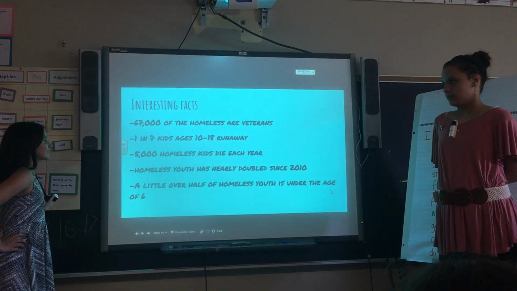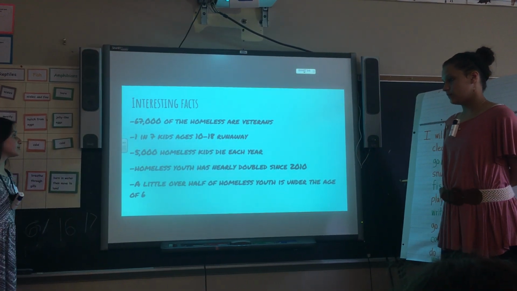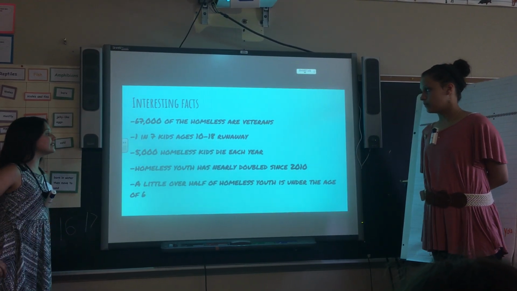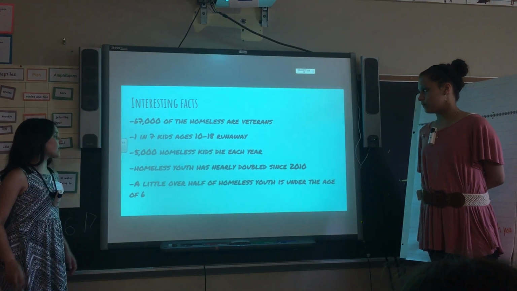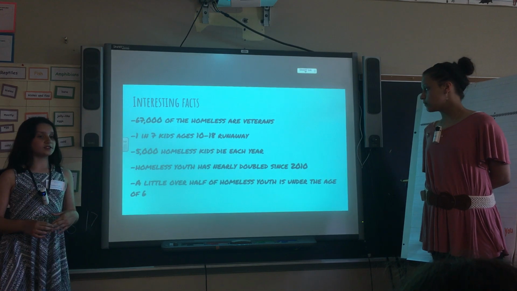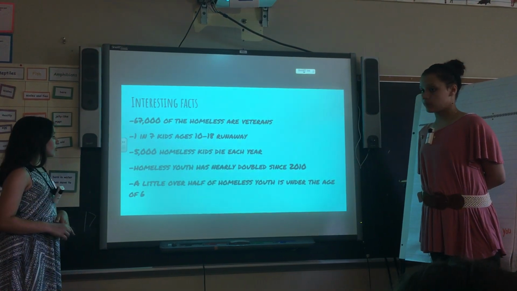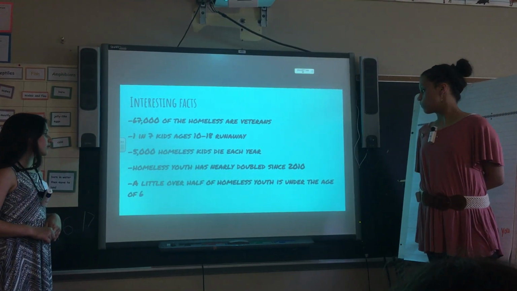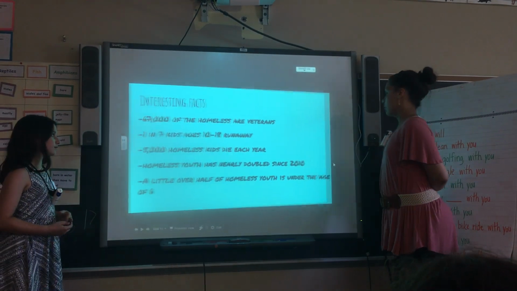Interesting facts. 67,000 of the homeless are veterans. 1 in 7 kids ages 10 to 18 will run away. 5,000 homeless kids die each year. Homeless youth has nearly doubled since 2010. A little over half of homeless youth is under the age of 6.